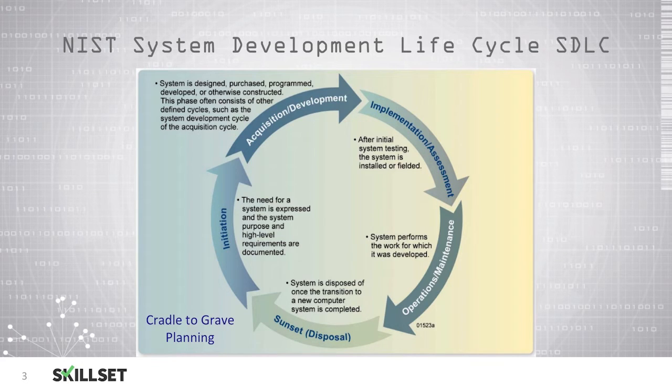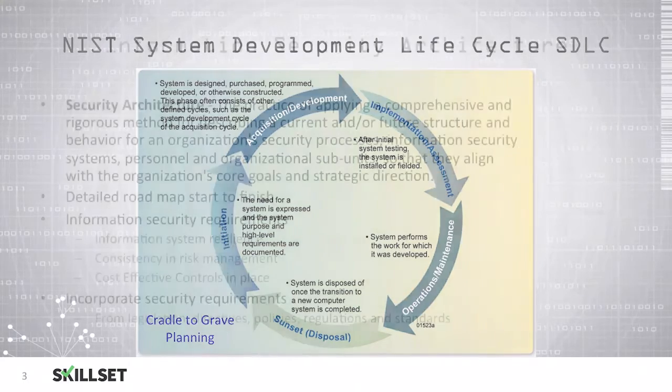We will then move to the sunset phase, also known as the disposal phase. This is where we've decided we no longer need the system or we've replaced it with something new, and we make sure that we dispose of the system properly, keeping in mind that the system could have sensitive data on it. We would then begin the life cycle again when a need for a new system arises.